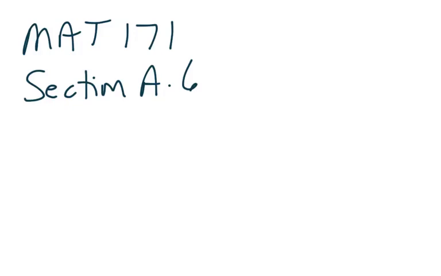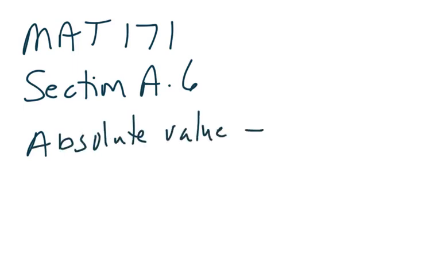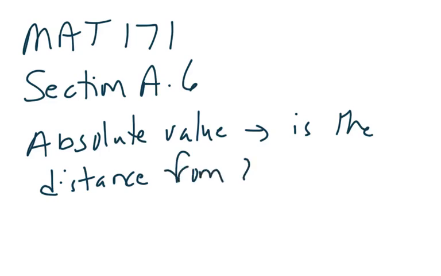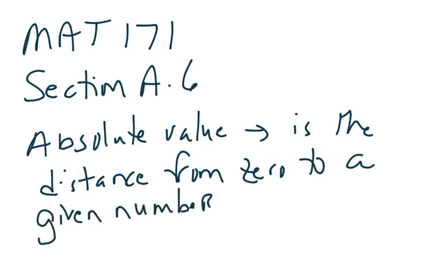Okay, let's talk about absolute value equations. Well, before we do that, let's talk about what absolute value is. Absolute value is the distance from 0 to a given number. The key part of the definition is distance. And distance, as you know, is always positive.